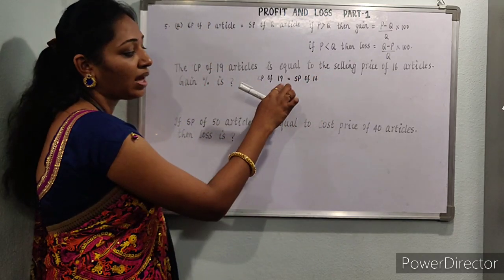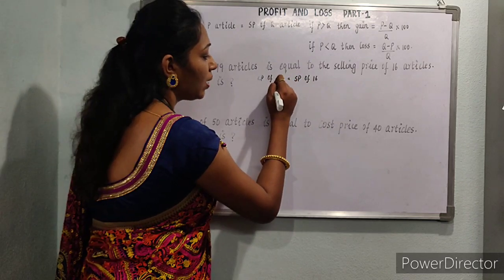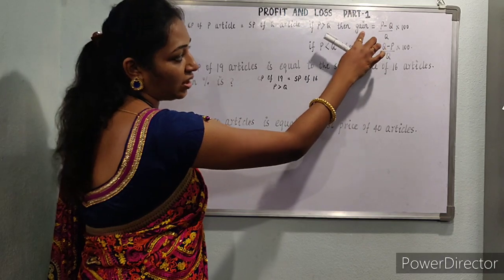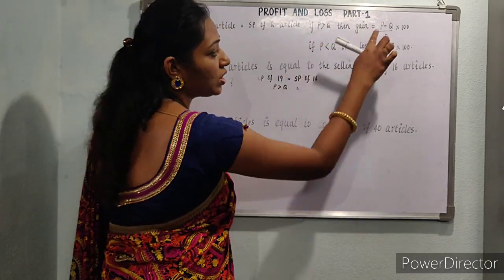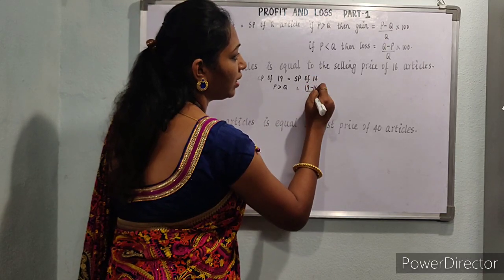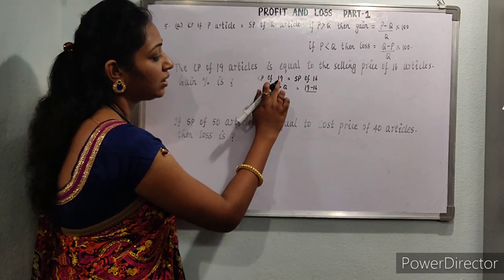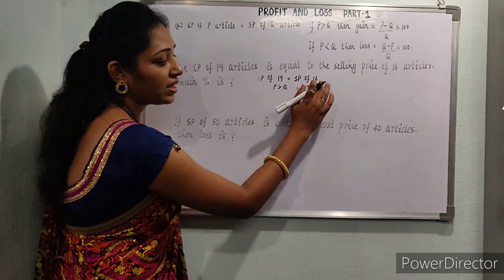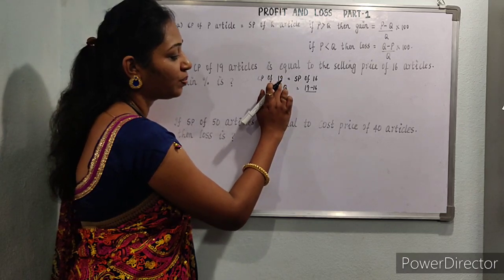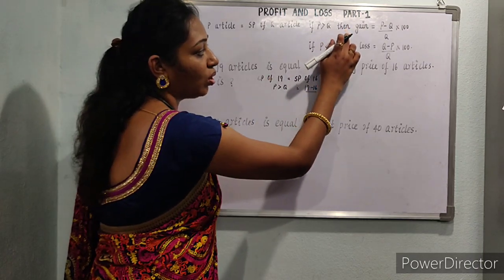So where you have CP, there it's P. If you have SP, it's Q. So it is very clear that P is greater than Q. Okay, so if P is greater than Q, it's a gain. So we can directly go to the formula, which is P minus Q divided by Q. It is clearly given the CP of 19 equal to the SP of 16. See, value of P is 19 and Q is 16. So 19 is greater than 16. So we can go to this formula.